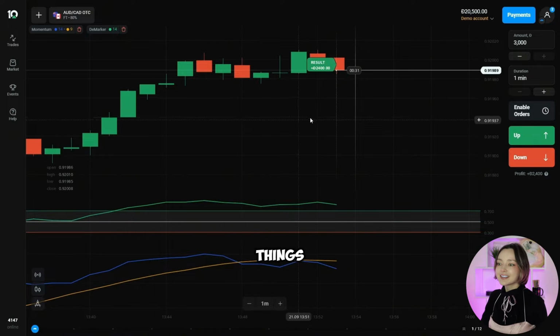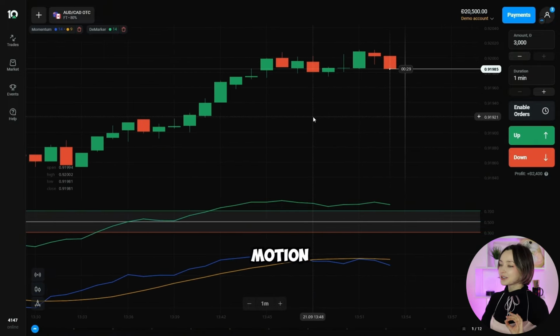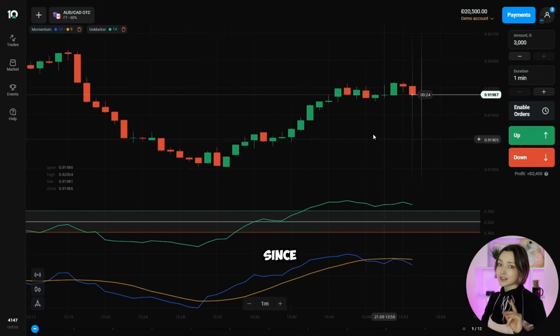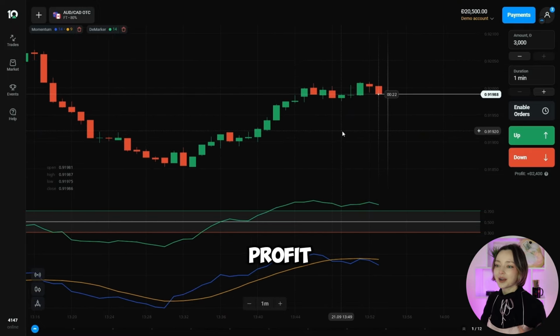So to sum things up, we managed to capture some downward motion. Now we can call it a day. As you can see, I placed several trades and almost all of them closed with a safe profit. It's quite obvious that this strategy works pretty well with a competent approach.